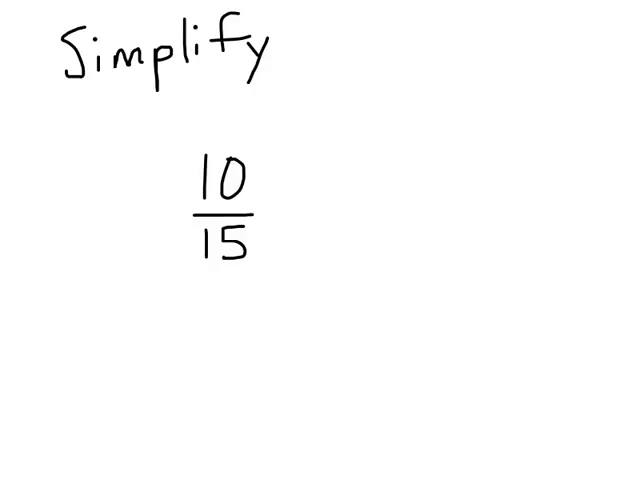Take a look at the first do now question. Simplify 10/15ths. What is the largest number that I can divide both 10 and 15 by? I can divide both 10 and 15 by 5. When I divide 10 divided by 5 and 15 divided by 5, what's my new fraction? It's 2/3.